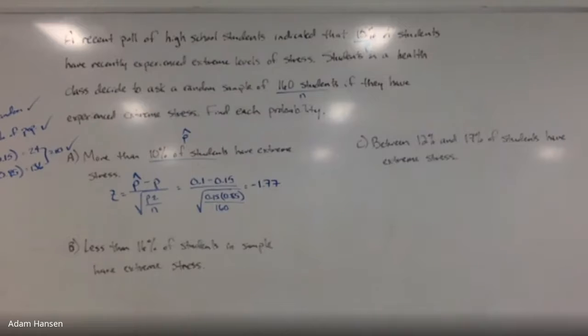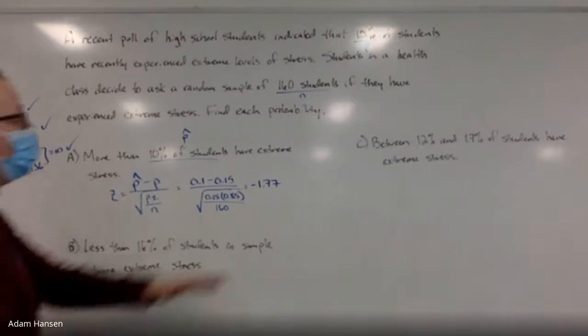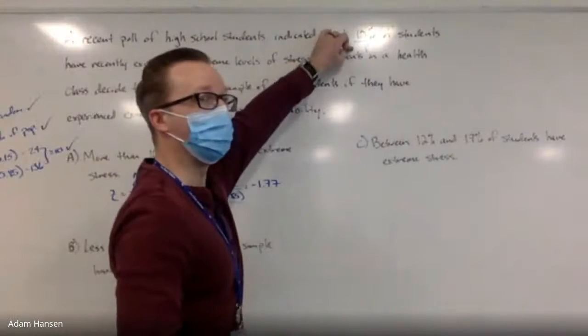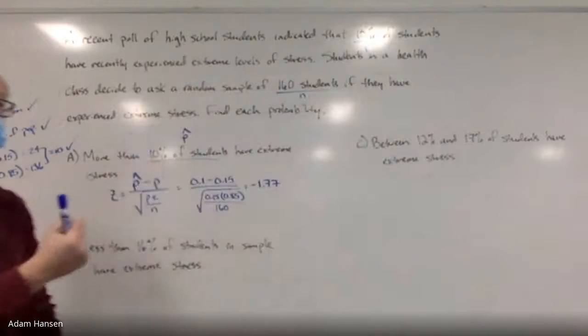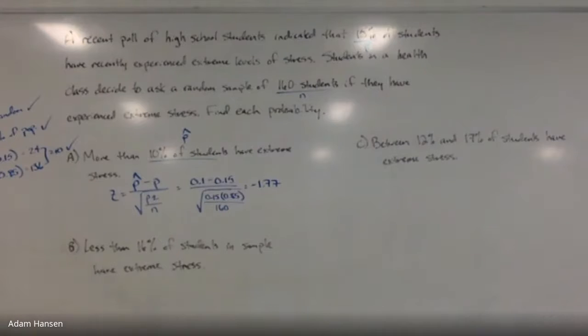Why is it a negative z-score? Just a good review on normal distribution. Why is my z-score negative? Less than what I would have expected. I want to find the probability that more than 10% of students have extreme stress. I would have expected 15% of them to have stress in their lives. I had less than that, so a negative z-score.